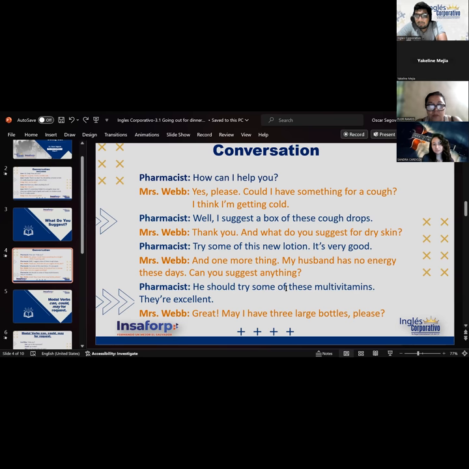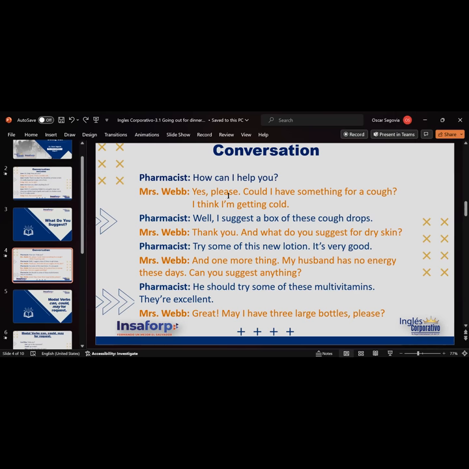Muy bien. Entonces, fácil, ¿verdad? Very, very easy. So the first section simply is about, you know, she is basically stating that she thinks she's getting a cold, or she's starting to feel some of the symptoms that you get when you get a cold. And here, the pharmacist suggests that she can have some cough drops. Como hablábamos el día de ayer, cough drops se refiere a los dulces mentolados que usualmente utilizamos cuando tenemos malestares en la garganta, cosas así.